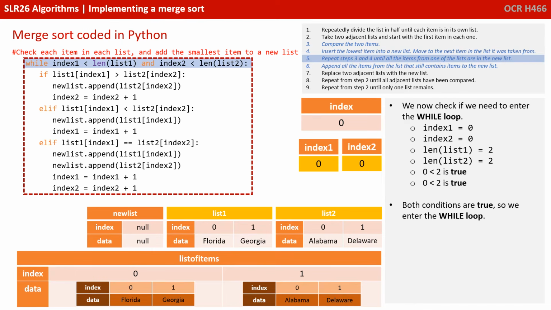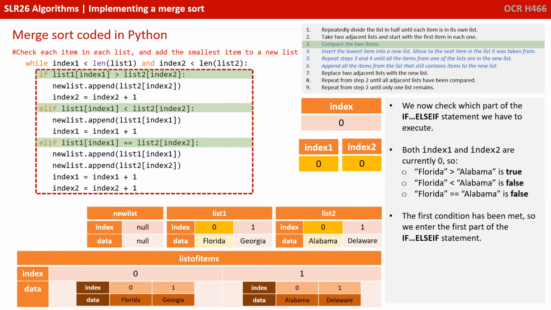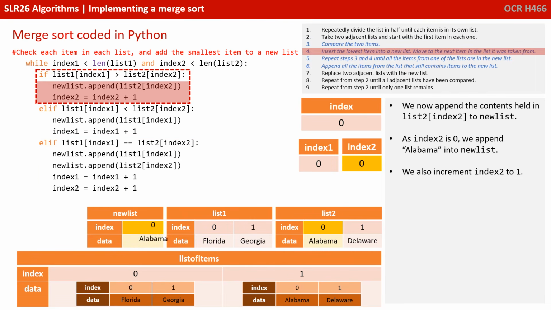We now check if we need to enter the while loop, and as you can see here, both parts of the AND statement are true, and as both conditions are true, we enter the while loop. We now check which part of the if-else-if statement we have to execute. Both index 1 and index 2 are currently 0, so it's the statement Florida is greater than Alabama, which is true, so we enter the first part. We now append the contents held in list 2 index 2 to new list. As index 2 is 0, we append Alabama into new list, and we also increment index 2 from 0 to 1.